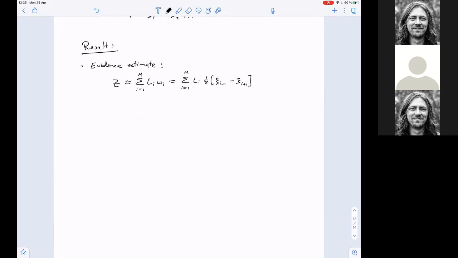And once you have estimated your evidence, you also get your posterior samples.